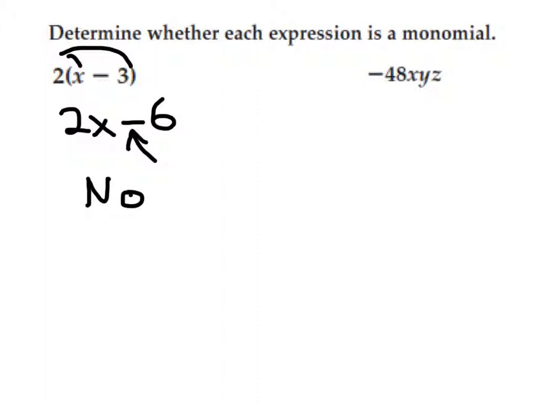What we have here is negative 48 times x times y times z. And that's a monomial because of multiplication. It's not separated by adding or subtracting. Multiplying is okay. So yes, this is a monomial.